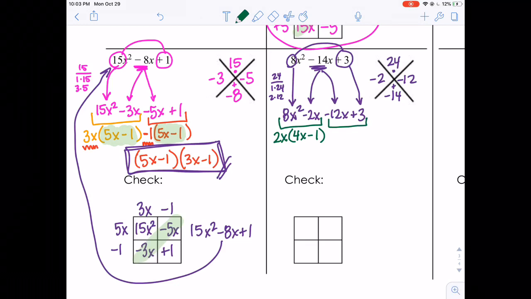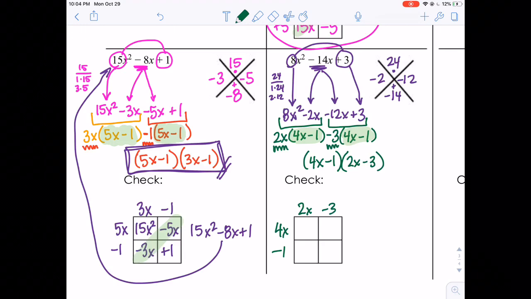And factoring out of this one, I can see that a negative is there. I can take out a 3. And what's left? Negative 12 divided by negative 3 is 4x. 3 divided by negative 3 is minus 1. So I can see that this here and this here is the same. So I have 4x minus 1 and 2x minus 3. 2x minus 3. Just like that. 4x minus 1, 2x minus 3.